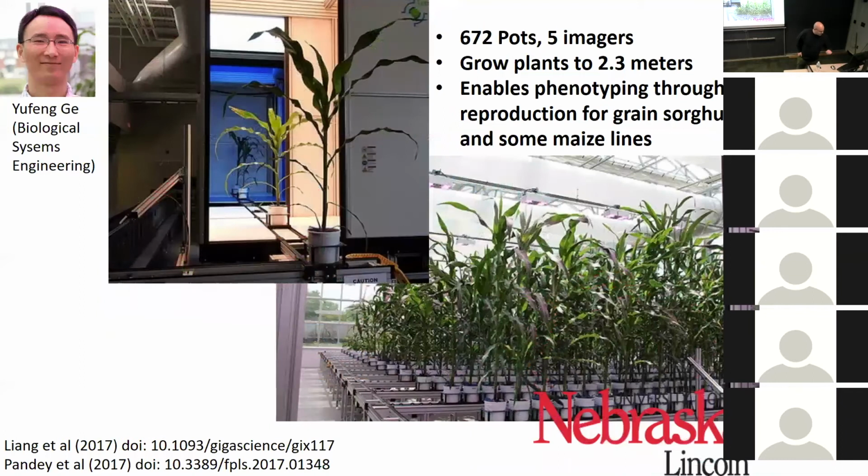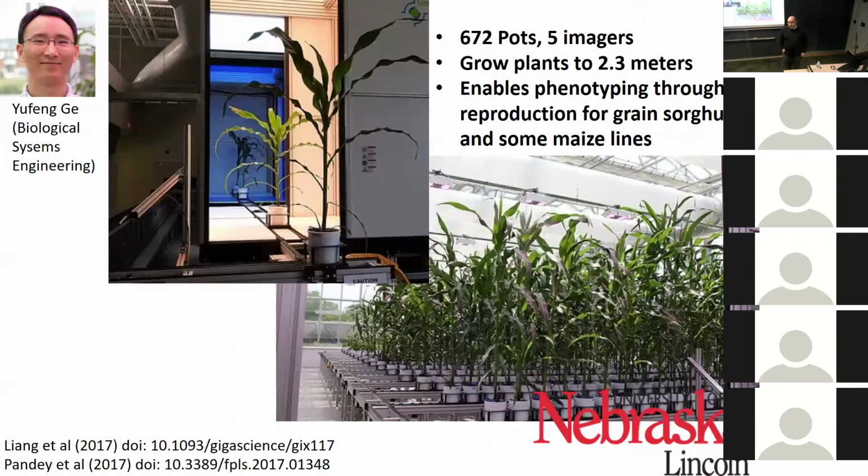The other system, which came online about the same time I was hired at the University of Nebraska, is just one of these conveyor belt greenhouses. Some of you may have visited Danforth or Pioneer, so you've seen these. The thing that sets Nebraska's apart from other people's is not that we can grow more plants, not that we're cheaper, it's really expensive to run, but the fact that we can grow plants to such a large size.